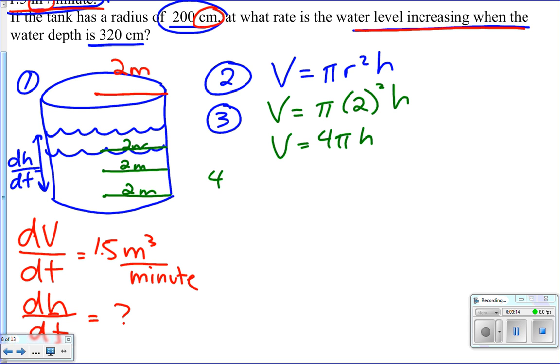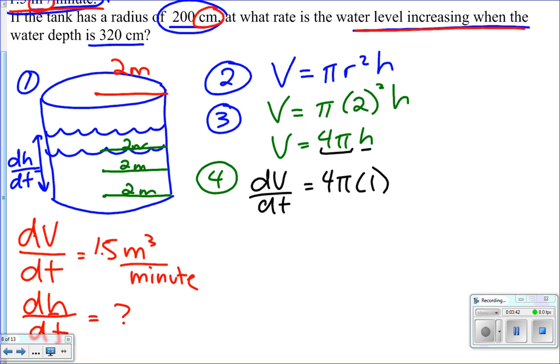Moving into step 4 now, you want to take the derivative implicitly with respect to time. So I'm going to start off by writing the derivative of volume with respect to time is equal to, so if you take the derivative of the right-hand side, you treat this as a constant. So you're going to have 4 pi times the derivative of h with respect to h, which is 1. However, if we're implicitly deriving this with respect to time, we're going to have dH/dt that follows. So dV/dt is going to be equal to 4 pi dH/dt.